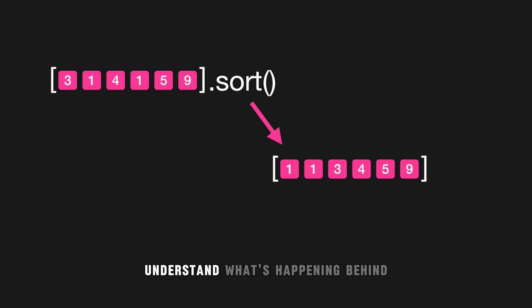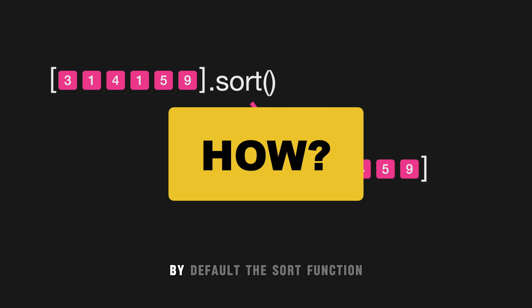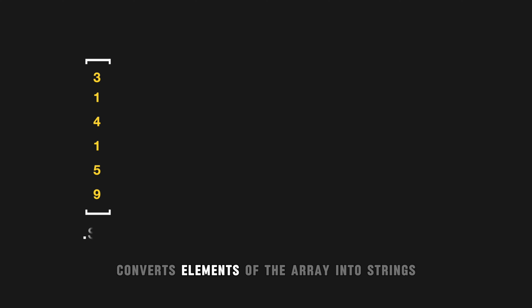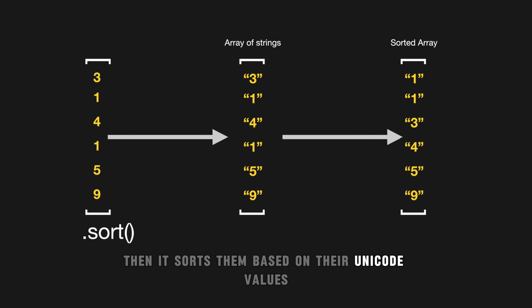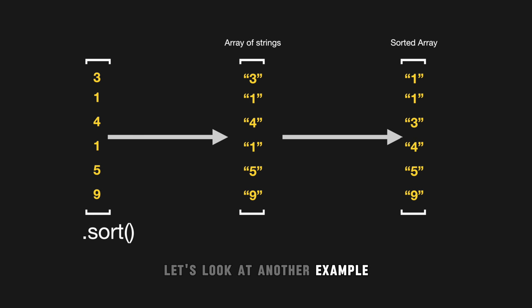But it's important to understand what's happening behind the scenes. By default, the sort function converts elements of the array into strings. Then, it sorts them based on their Unicode values. This can be confusing when dealing with numbers. Let's look at another example.